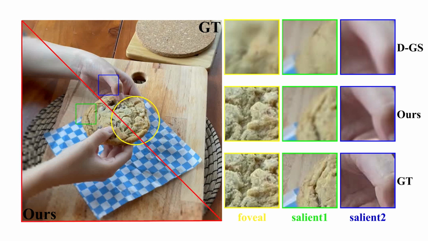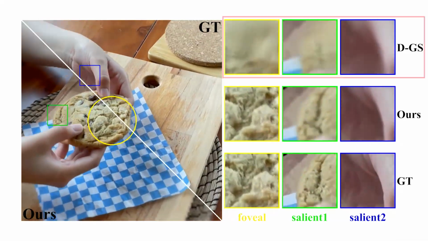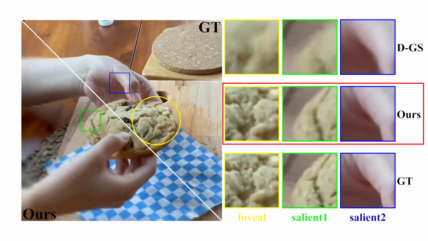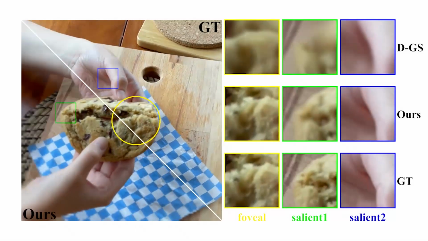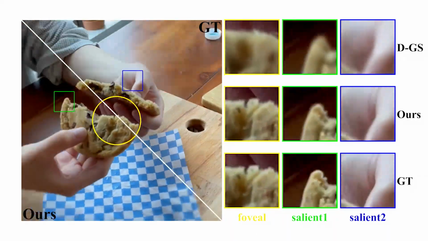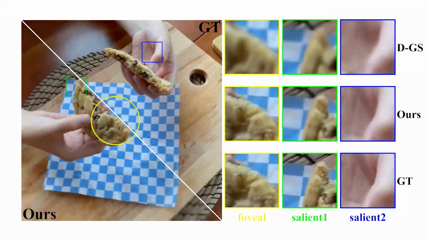The lower left of the left image shows our result, the upper right shows the ground truth. The right are the close-ups of the results. DGS renders full-resolution images, while our method renders foveated images. Compared with the DGS method, our results are closer to the ground truth and preserve sharper details in both foveal and salient regions, especially for the dynamic objects.